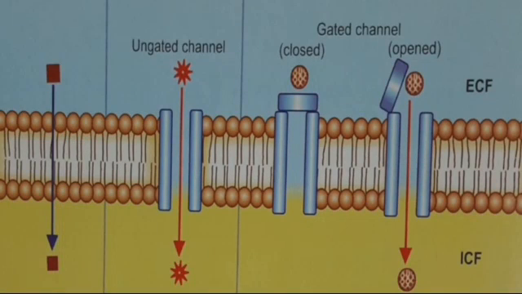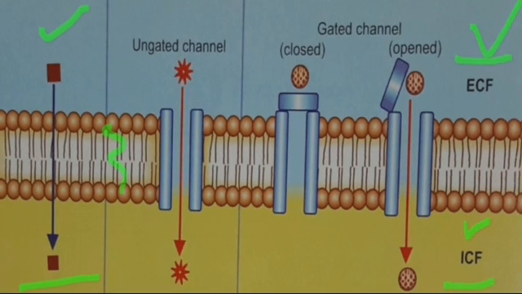Here I have added one picture. You can see this is the plasma membrane, and in this picture you can see simple diffusion, where any substance can easily pass or penetrate through the plasma membrane. And this is the ICF region and this is the ECF region. ICF means intracellular fluid and ECF means extracellular fluid. This is the outer side and this is the inner side of the cell membrane, like the cell.